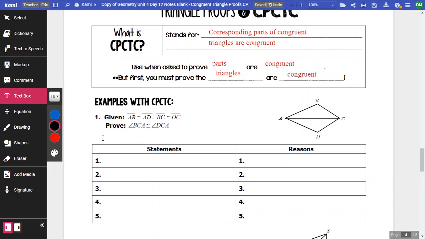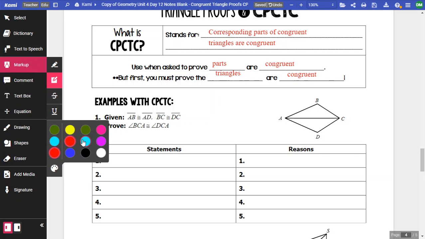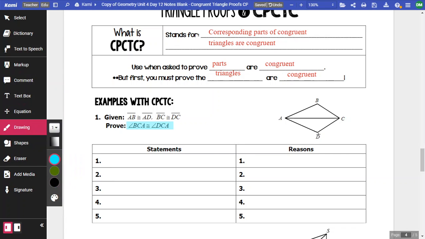So if we go down to number 1 here, and this video is going to be mostly just proof examples. We are not being asked to show that these triangles are congruent. We're being asked to show that angle BCA is congruent to angle DCA. So we're being asked to show that these two angles right here are congruent. And we're given that AB is congruent to AD. We're also given that BC is congruent to DC. And that's it. So we're not given anything about the angles. We're not given any parallel lines, not that there are any in this, anything like that. All we're given is these two sides.